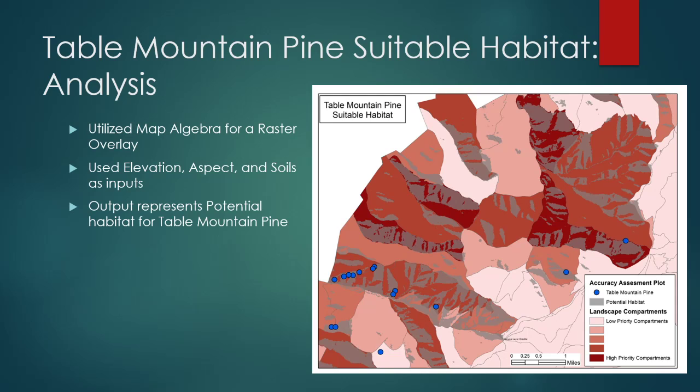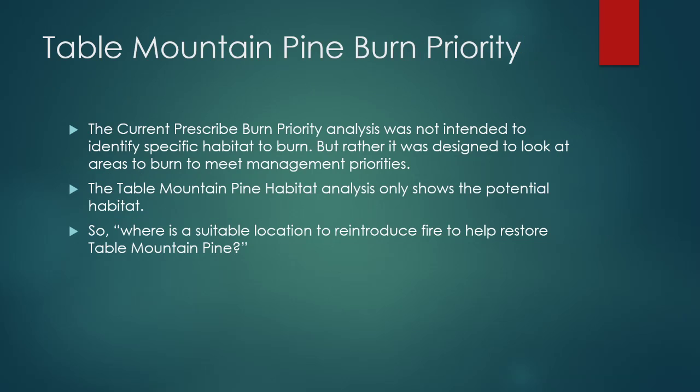One benefit of the fire tolerance layer used for the current prescribed burn priority analysis was that the modeled landscape classification data was ground truthed for accuracy. When looking at the accuracy assessment plots for the landscape classification used, there are plots that confirm that some of the areas identified as potential habitat are in fact Table Mountain pine habitat. From these two analyses, it was hard to tell where prescribed burning would benefit Table Mountain pine ecologically just by looking at the mapped results. The third analysis really addresses where is a suitable location to reintroduce fire to help restore Table Mountain pine.